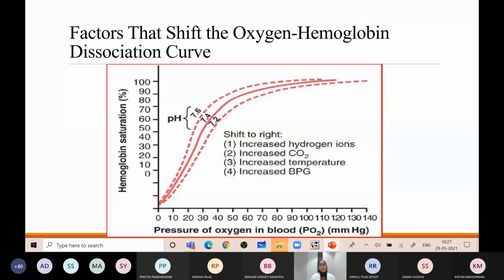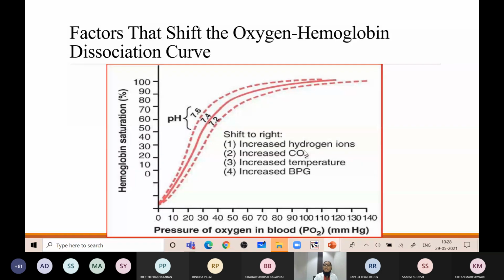These are also very important factors. As I told you, the shift may occur to the right or to the left, isn't it? So shift to the right occurs in these conditions. That is increased hydrogen ion or decrease in pH. As has been shown, if pH is decreased, it shifts to the right. If pH is increased, it shifts to the left.